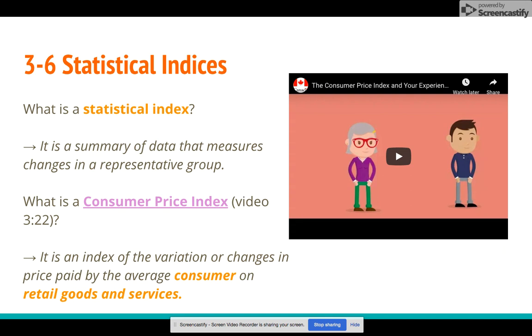It's usually used for industries, major industries like the oil industry or the farming industry. When we're talking about indices that might relate to the average person, we could talk about the consumer price index.